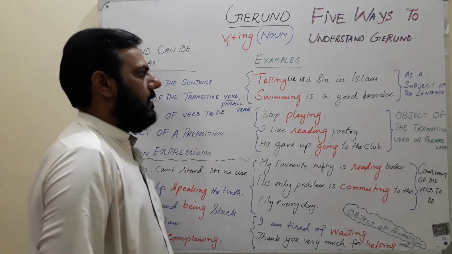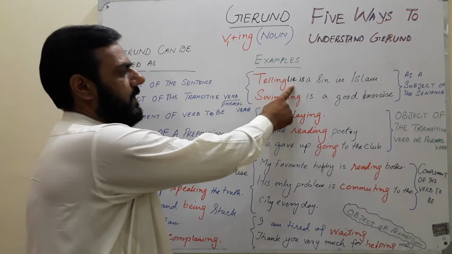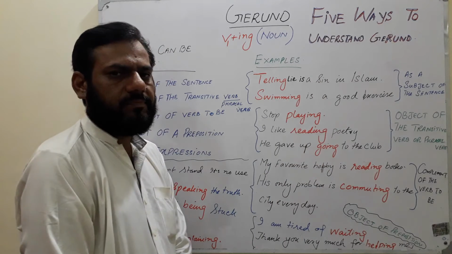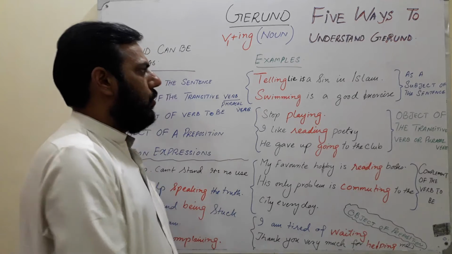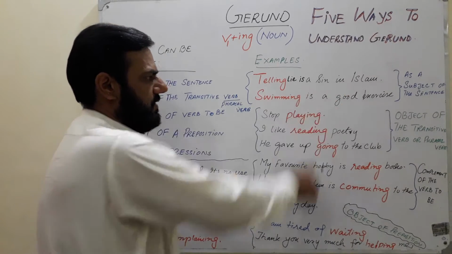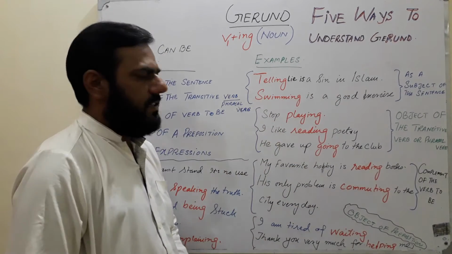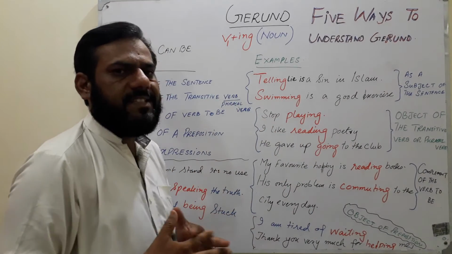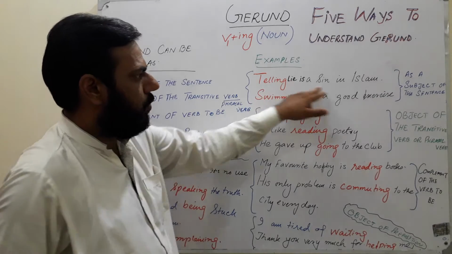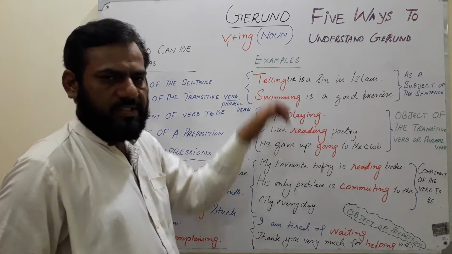The first example: telling lies is a sin in Islam. In every religion it is strictly forbidden. So telling lies is a sin in Islam. You see that telling has been used as a noun. It works like the subject of the whole sentence.